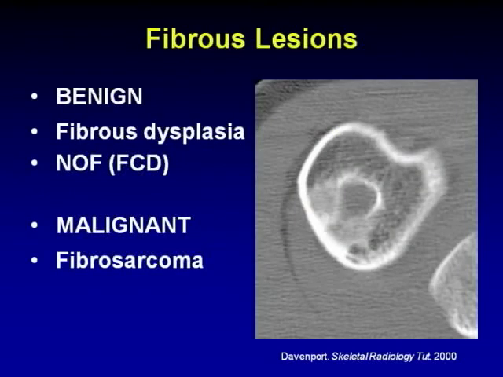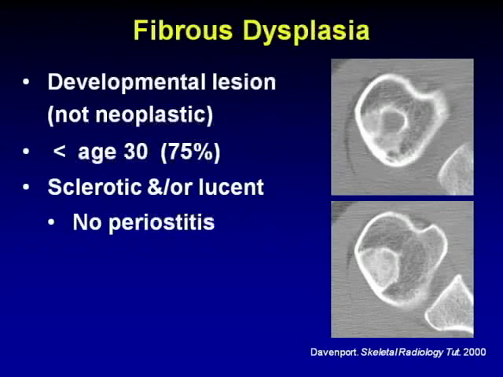Next, we'll talk briefly about fibrous lesions. Fibrous dysplasia, often considered a developmental rather than a truly neoplastic lesion, most commonly is diagnosed under the age of 30 and may be seen as either a sclerotic or a lucent lesion. And these lesions should not be associated with periostitis unless there has been a fracture.